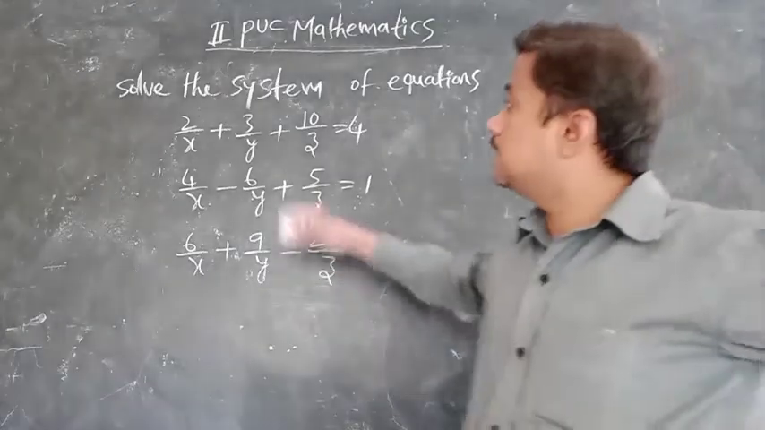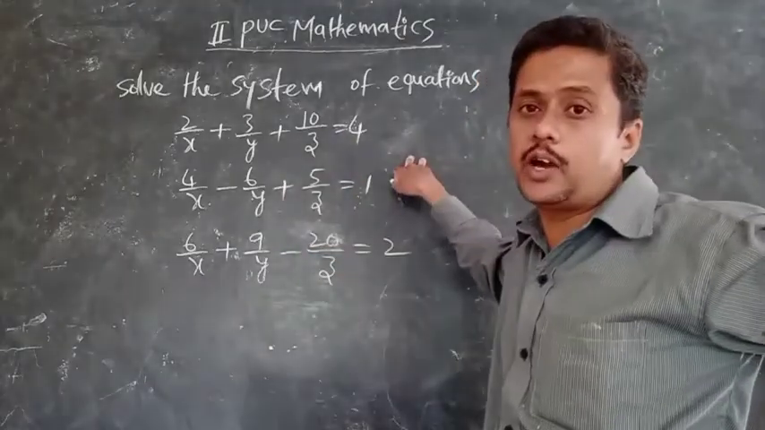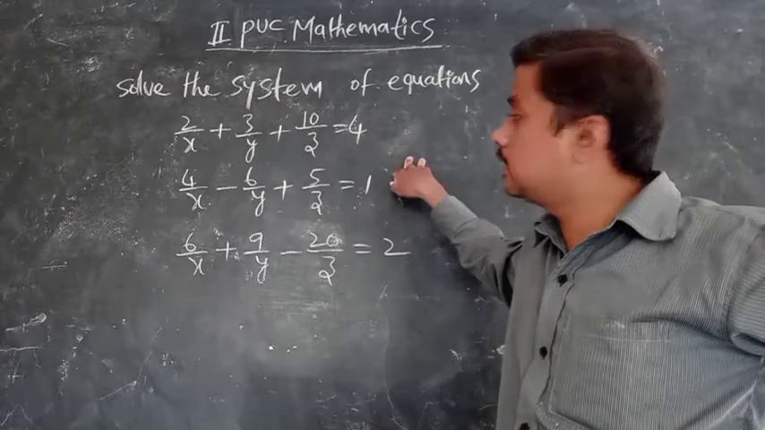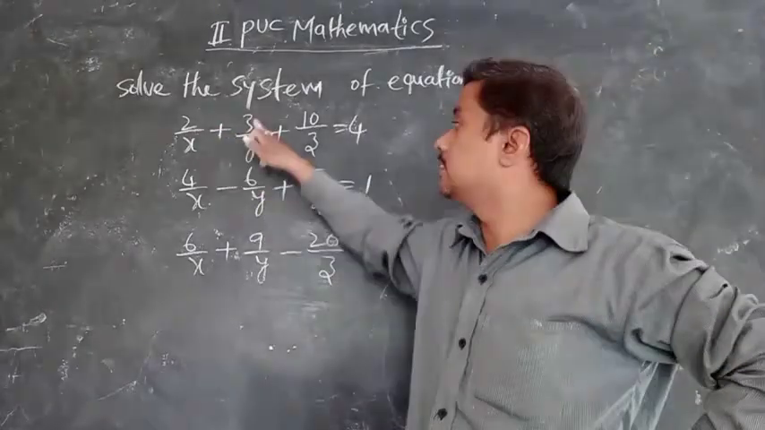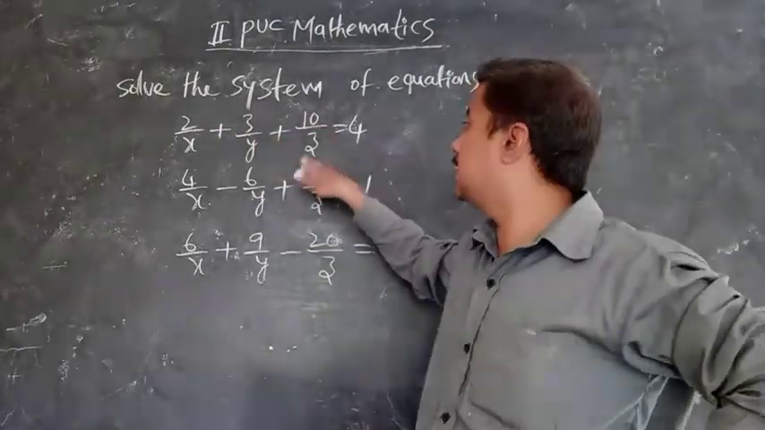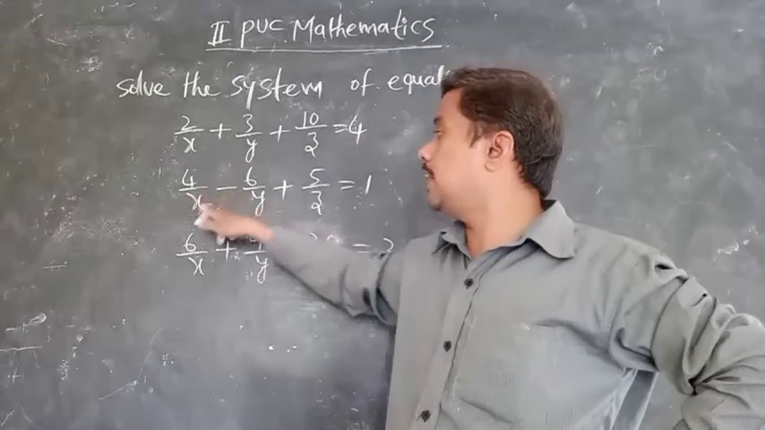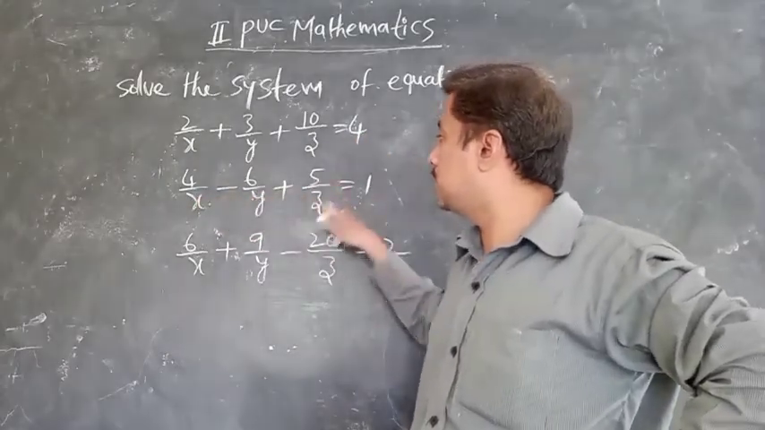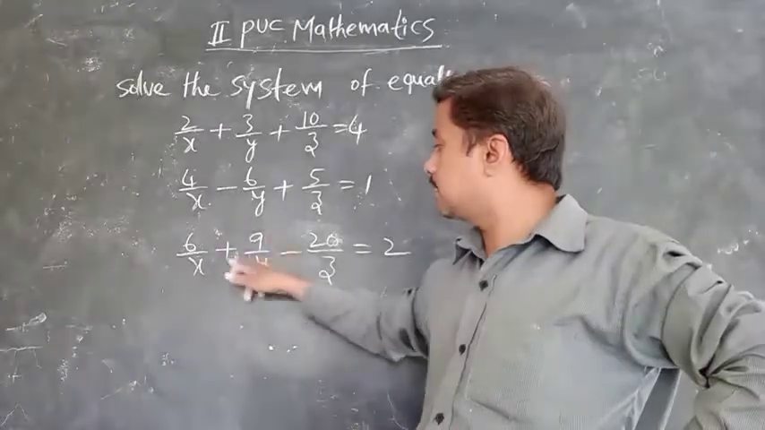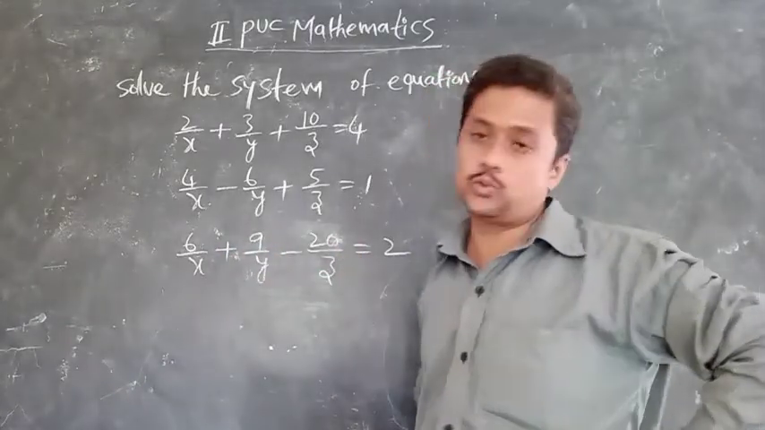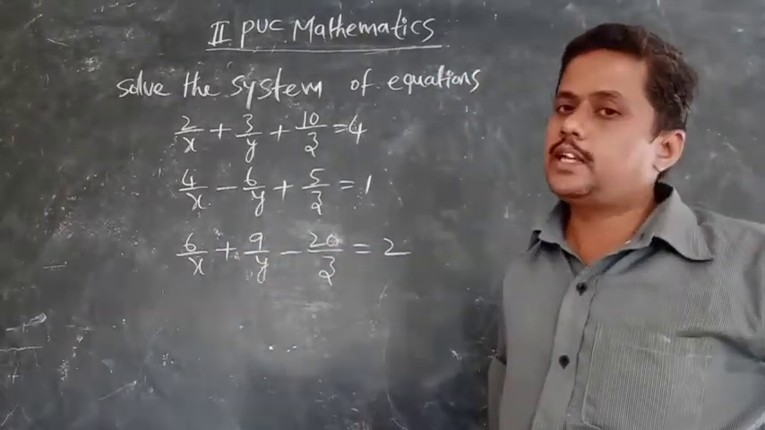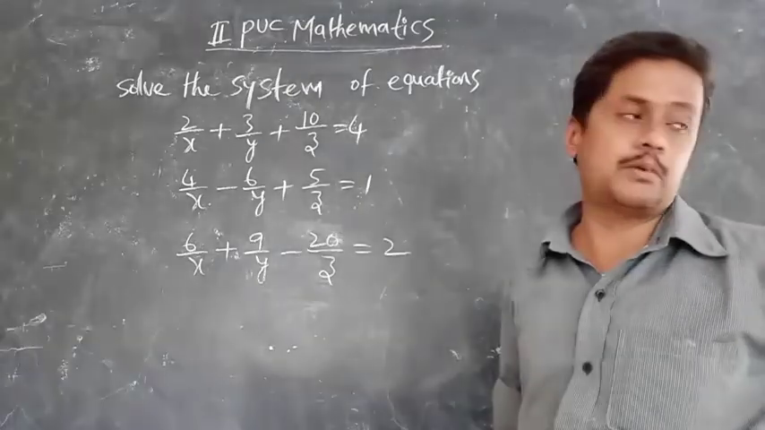So here, this is also to be solved using the matrix method. The equations are 2/x plus 3/y plus 10/z is equal to 4, 4/x minus 6/y plus 5/z is equal to 1, and 6/x plus 9/y minus 20/z is equal to 2. So you have to calculate the x, y, z values.